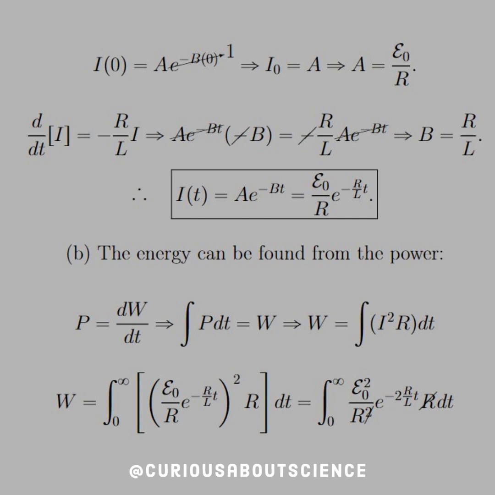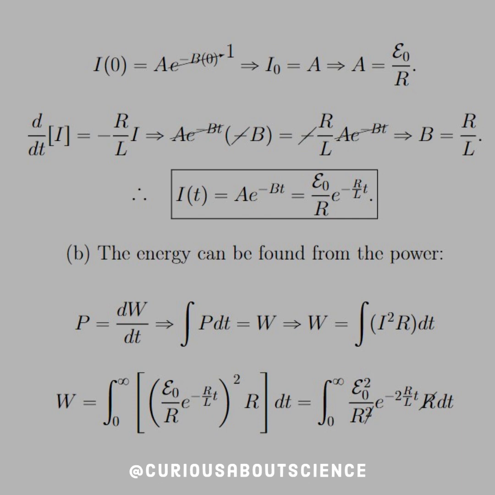But for B, the energy can be found from the power, since we know that power is the rate of work per time, and we know that work and energy are related. So we just take the integral with respect to time, and we see that W is equal to the integral of power dt, but we also know that power is I squared R, so we just substitute that in since we solved everything for the current. With that, we have work or energy as an integral function of time.